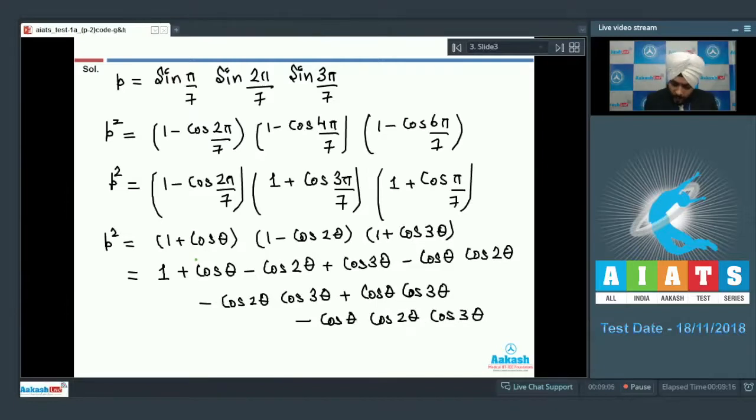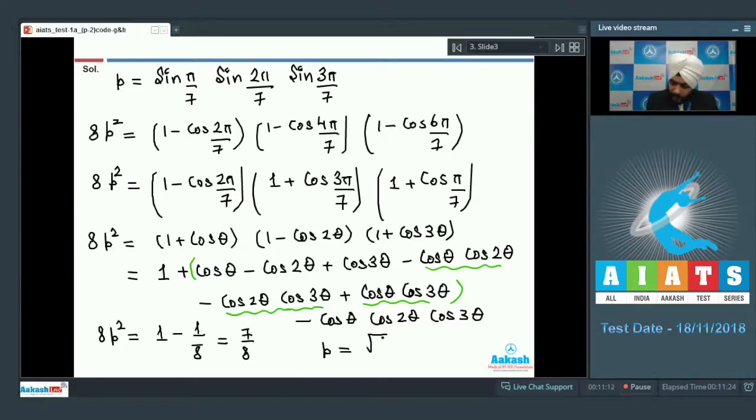Students, now by using the transformation formula in these 3 expressions, these 6 terms will come out to be 0. And we have done a little mistake above. Sin square theta is 1 minus cos 2 theta by 2. So divided by 2, divided by 2, divided by 2. So instead of P square, it will be 8P square on the left hand side. Okay. So 8P square ultimately comes out to be equal to 1 minus 1 by 8, that is 7 by 8. So that means the value of P is root 7 divided by 8. Q is 1 by 8.